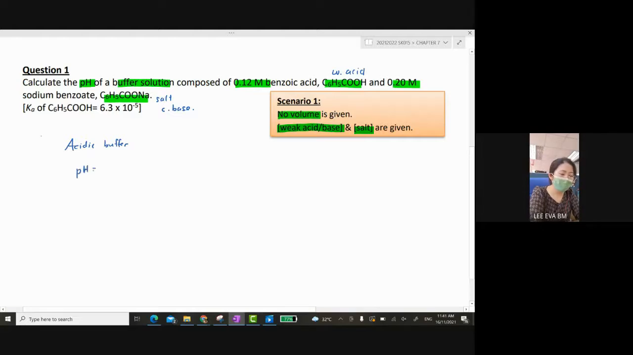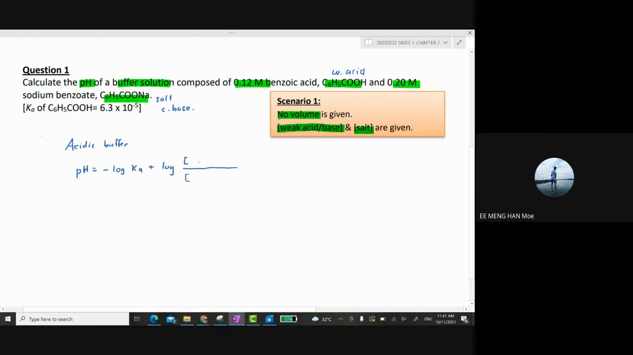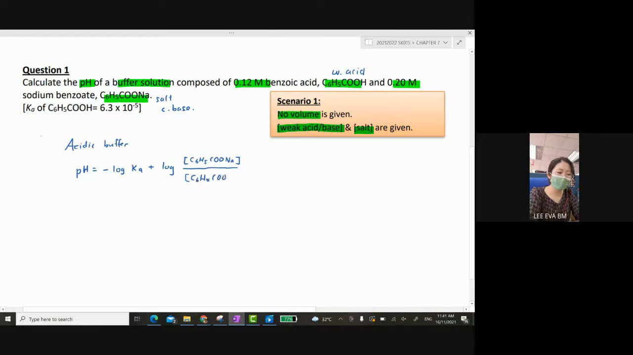So we have pH equals pKa, which is negative log Ka, plus log, what should I write on the top? The conjugate base, or the salt. So C6H5COO minus or C6H5COONa, both accepted. And then on the bottom will be your weak acid, C6H5COOH. And then you just substitute the values.